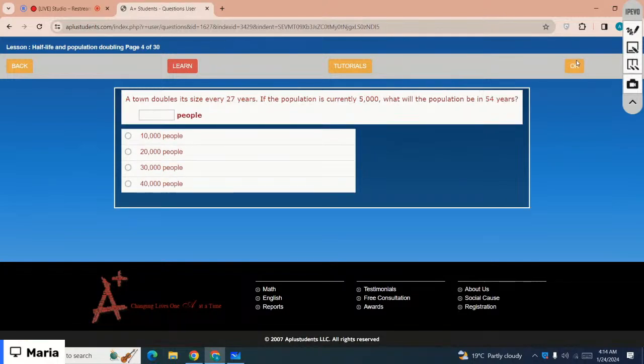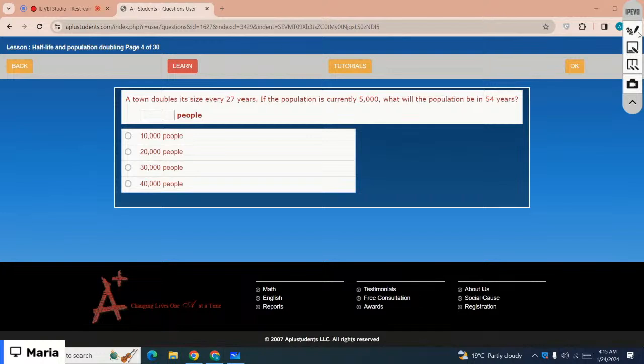Okay, a town doubles its size every 27 years. If the population is currently 5,000, what will the population be in 54 years? So which is the correct option? You can use your notebook and pencil and solve the question. They are very easy. Which is the correct option?